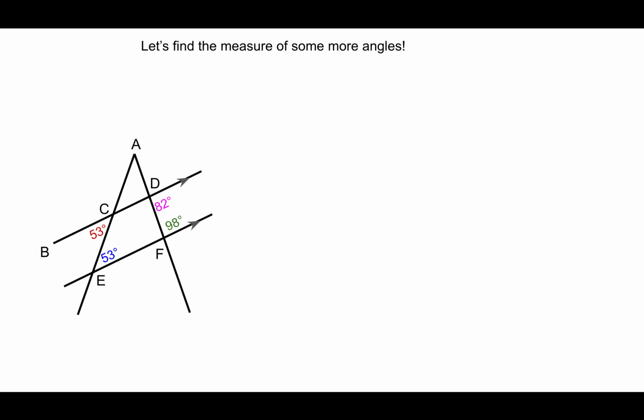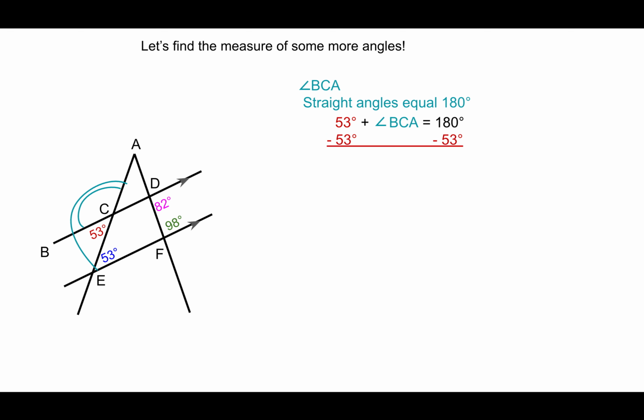Let's find some more angles. Let's see. What about angle BCA? That's this one right here, BCA. Well, I noticed that if I add it to 53, it makes a straight line, which is a straight angle or 180 degrees. So angle BCA plus my 53 is 180 degrees. So let's subtract 53 degrees from each side. So therefore, angle BCA is 127 degrees.